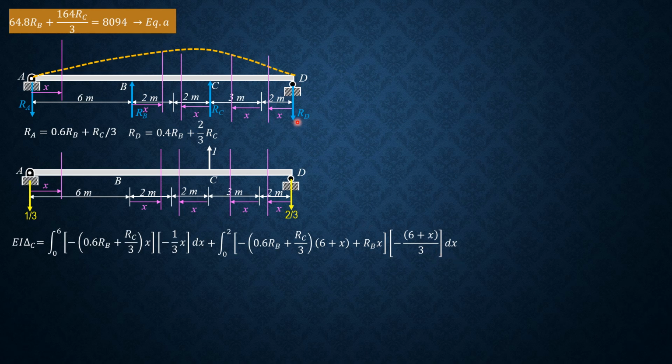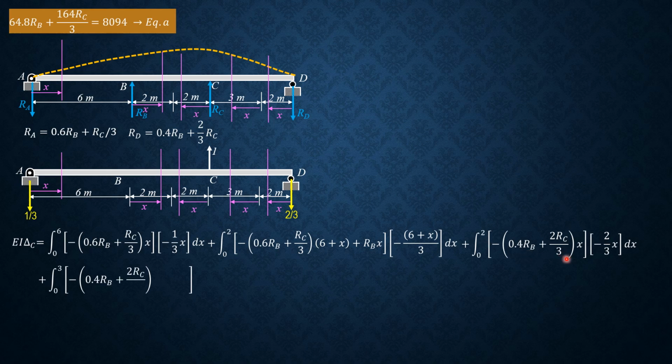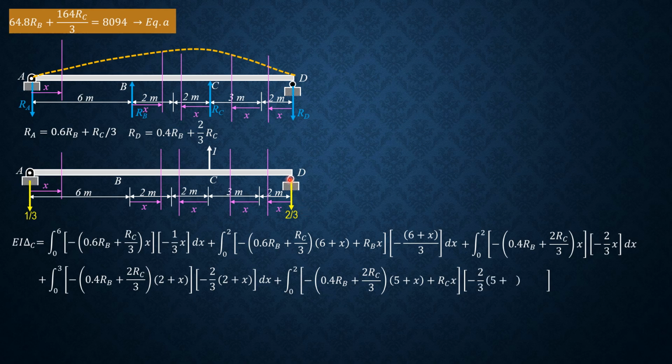And in this section, integral of negative RD 0 to 2 of negative 0.4 RB plus 2/3 RC times x, then negative 2/3 of x dx. In this section, plus integral 0 to 3 of quantity negative 0.4 RB plus 2/3 RC times 2 plus x, then times negative 2/3 of 2 plus x dx. Lastly, in this section, plus integral 0 to 2 of negative quantity 0.4 RB plus 2/3 RC times 5 plus x plus RC times x, then quantity negative 2/3 of 5 plus x, then plus 1 times x.